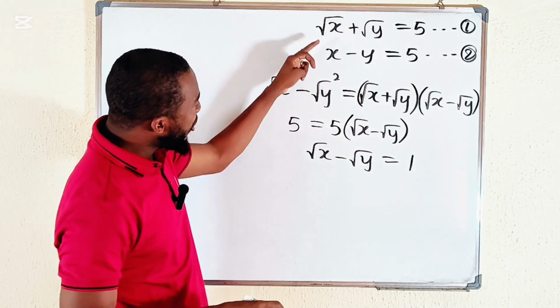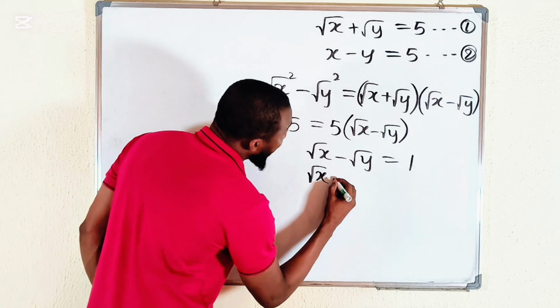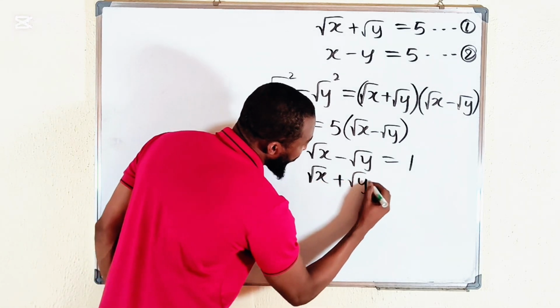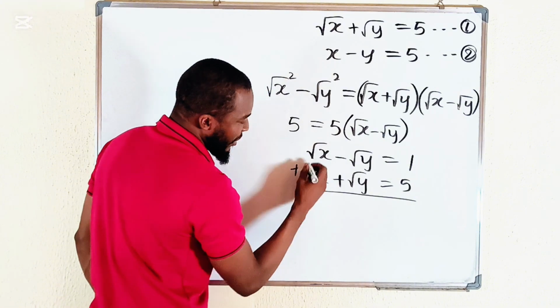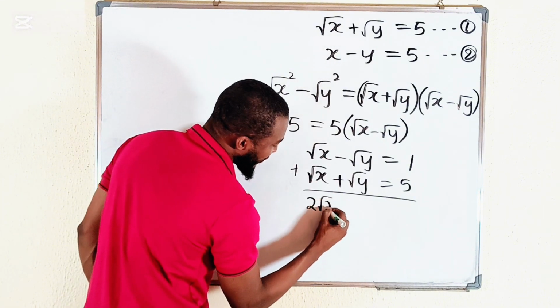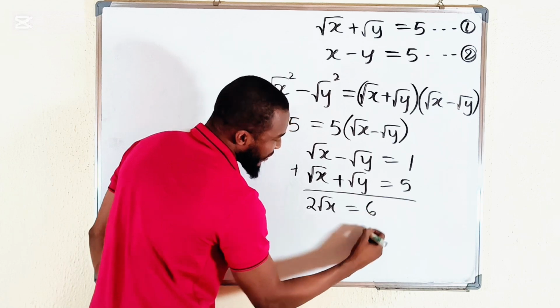So let me drop down my first equation. My first equation is square root of x plus square root of y equal to 5. So let's add these two equations together. This will give us 2 root x. This will give us 0. This will give us 6.